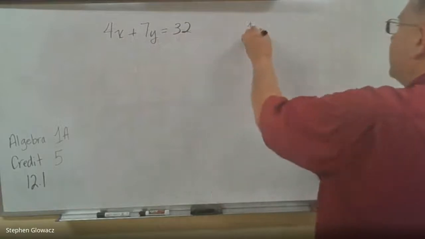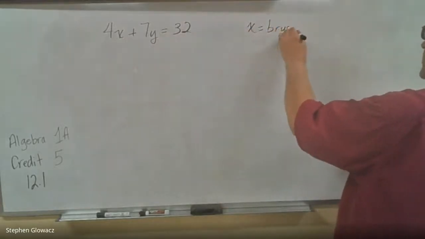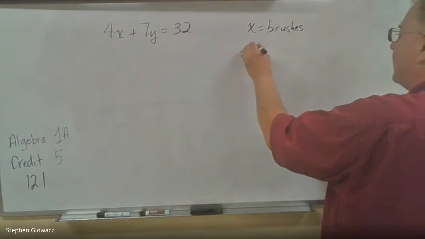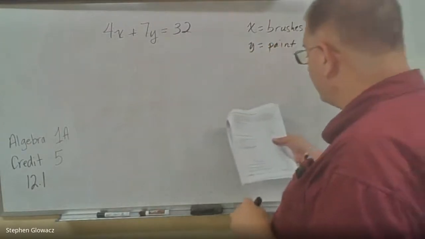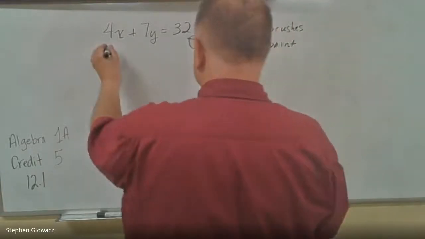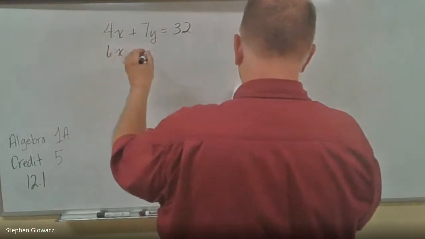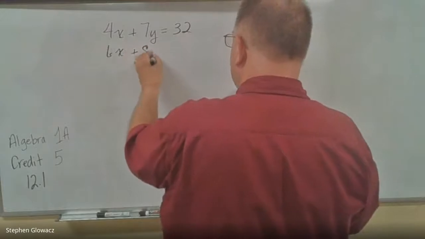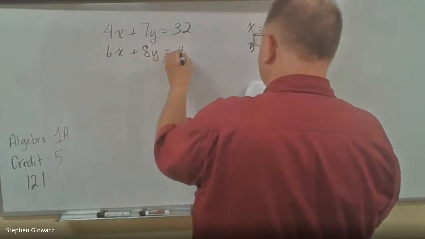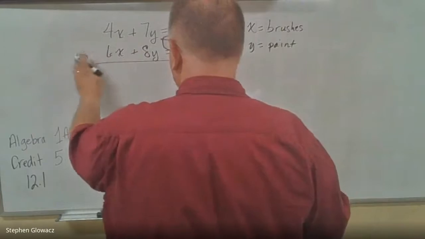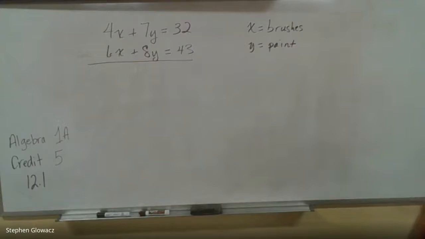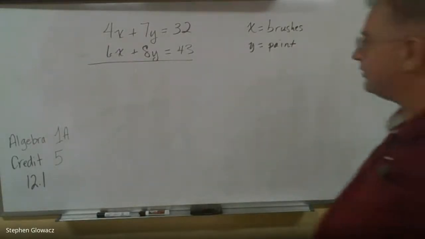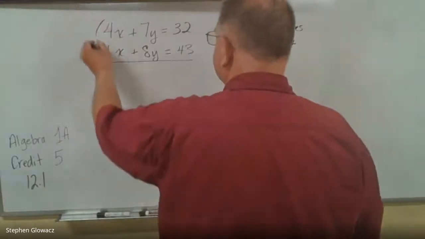So let's make a note here that X is the cost of the brushes, and then Y is the tubes of paint. All right, so now we have another order for 6 brushes, so 6X, and then 8 tubes of paint, so 8Y, and that costs $43. All right, so let's see here. Well, let's try and eliminate the X's. They want us to give the cost of both of them so we can eliminate either variable.